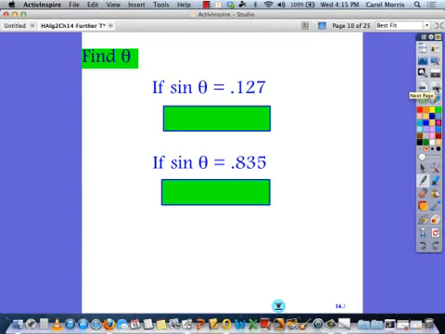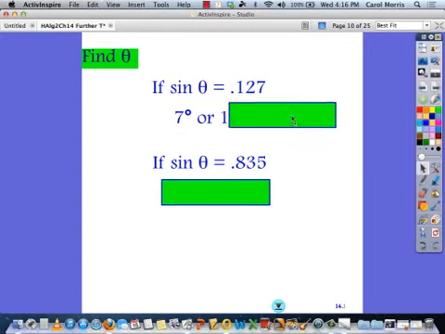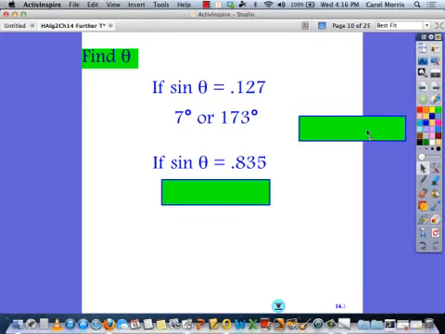So if I said the sine of theta equals 0.127, not one we have memorized, not an exact value, but one of them we were working with, you would do definitely your inverse, because we're looking for theta. You've done that. Pick up your calculator. Did you get 7 or 173?